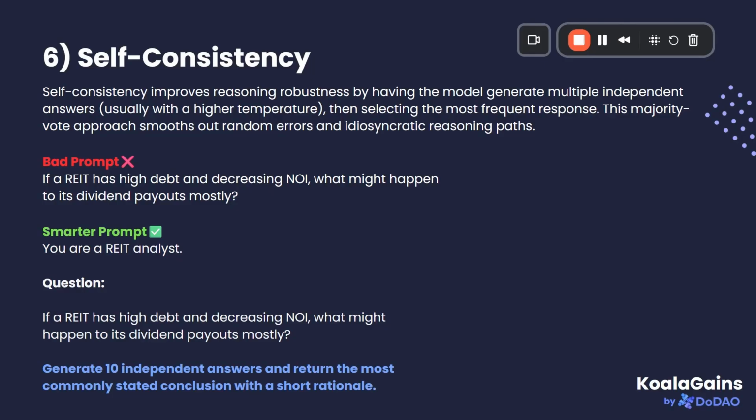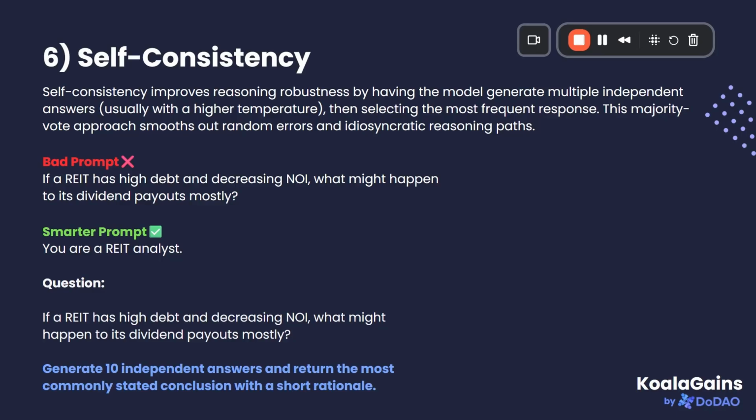To clearly understand the idea of self-consistency, let's take an example where we're doing research about REITs. We want to know what happens to the REIT dividend payout ratio when its debt is going up and net operating income is going down. This is a scenario that can lead to different answers. The dividend payout ratio can either go up or down. But in this case, we want to find out what usually happens to the dividend payout ratio.